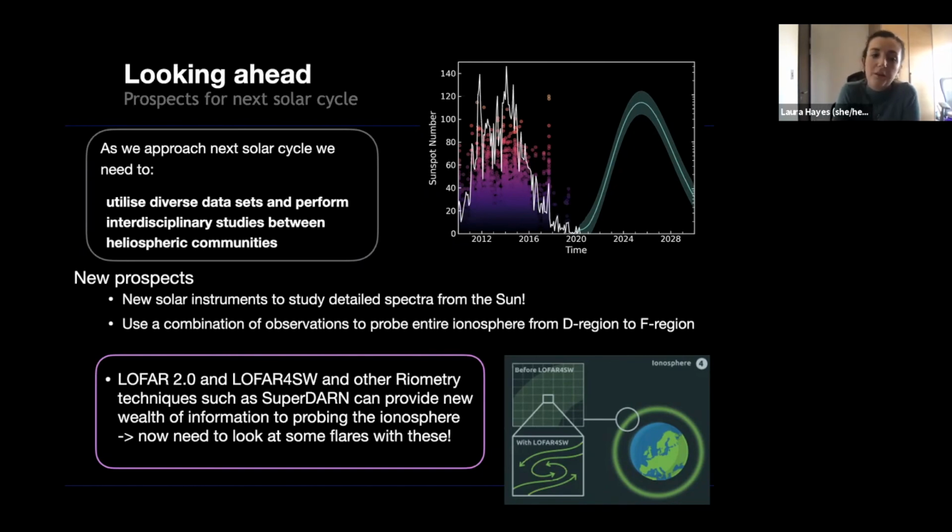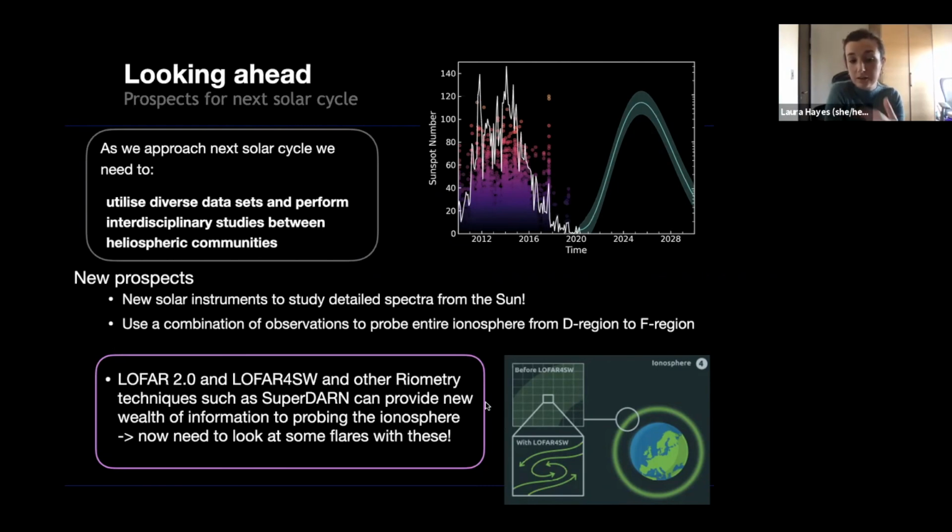In terms of new prospects, I think there are lots of new solar instruments up now that are taking detailed spectra from the sun, so we can use those together with a combination of lots of different ground-based observations that are looking at the ionosphere from the D region all the way up to the F region. And I think we really need to look at that again as a whole system and try to understand how the different spectral components of the flare affect the different regions of the ionosphere individually.